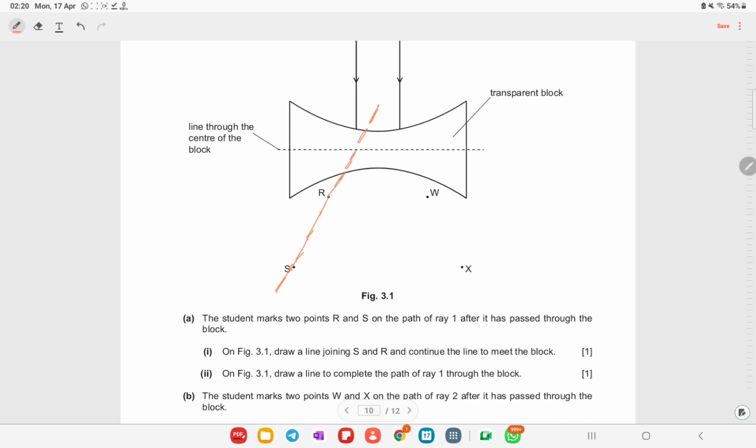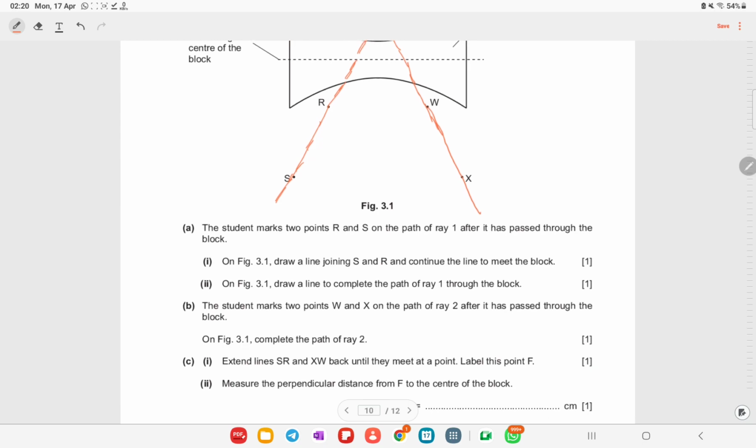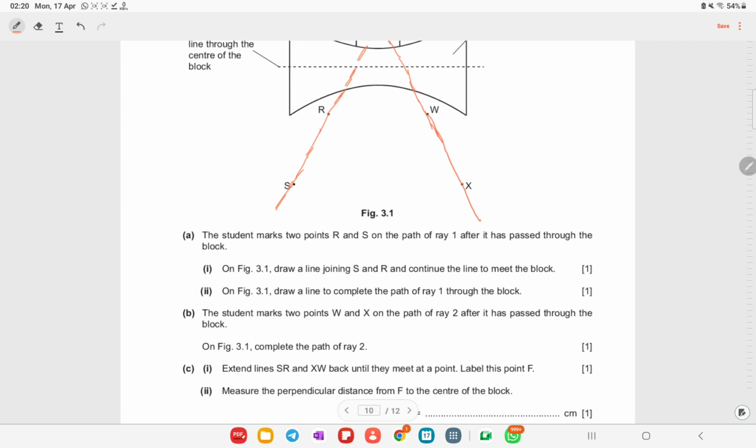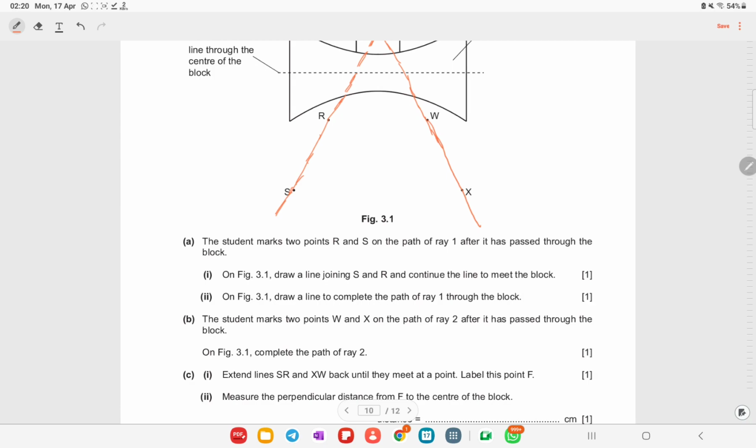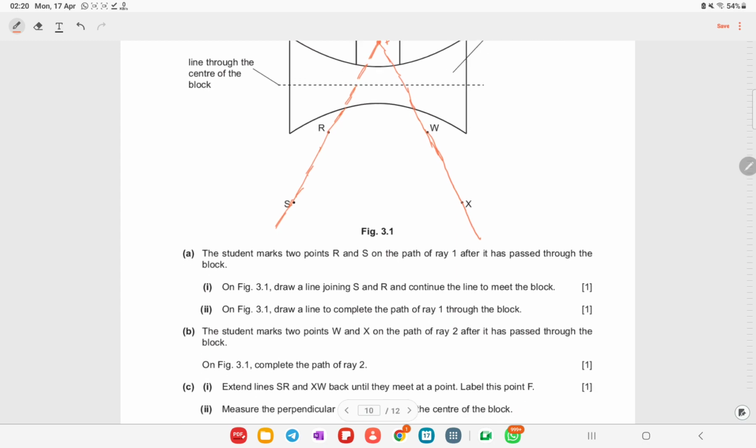Okay, the student marked 2 points W and X on the path of ray 2 after it has passed through the block. So now in this scenario again you are going to do this because I have studied this question, so that's why I'm doing this. Otherwise you guys have to just make a line from WX with the help of a scale and complete the ray. Extend the line SR and XW back until they meet and label this point F. So this is what I did, and this is what I have already done.